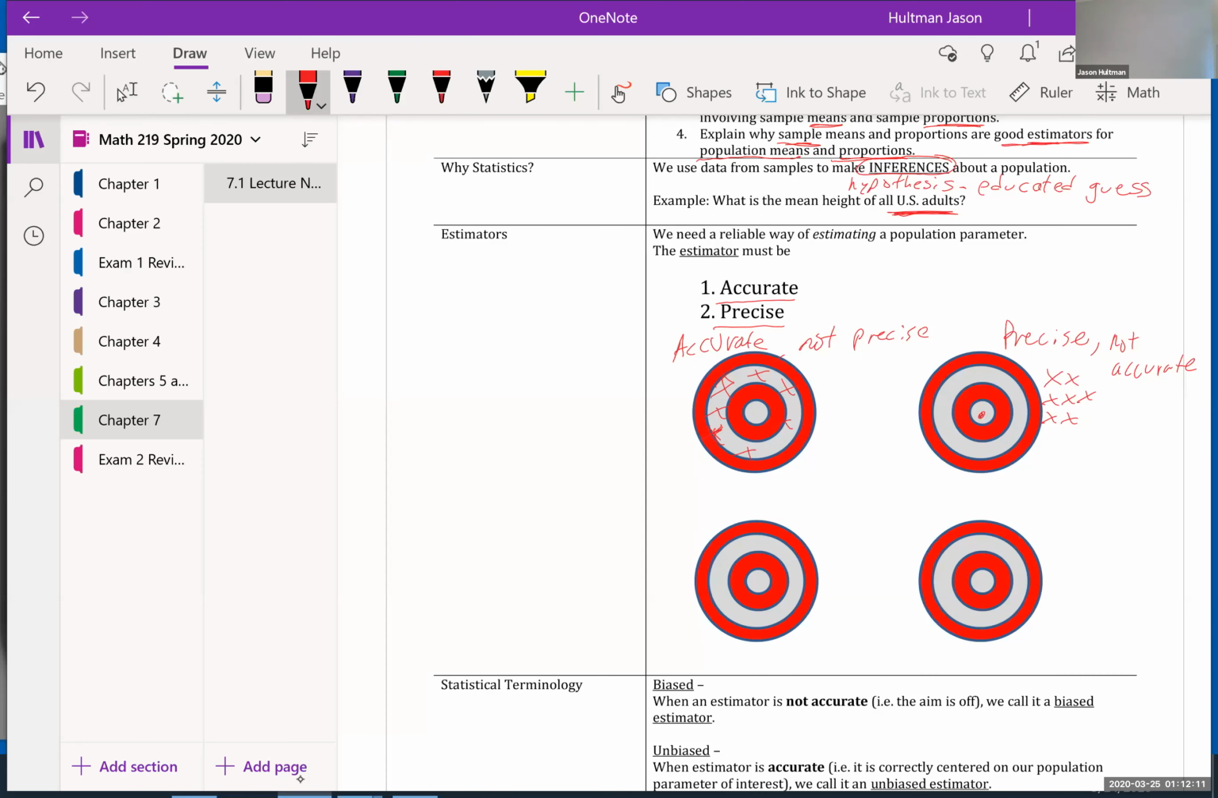And then there's not accurate nor precise. That would mean that they're off the board and they're way off from each other. Not accurate nor precise. And what we want is accuracy and precision. We want it to be accurate and precise, so we want them all to be bunched up in the middle. That's accurate and precise.